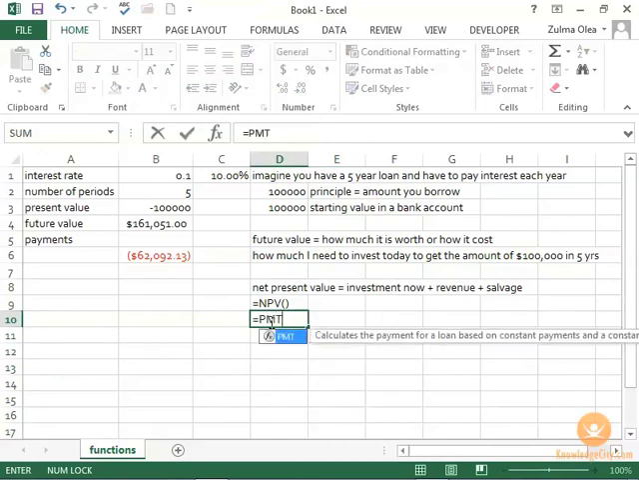Payment for a loan based on constant payments. So if I take out a mortgage, I want to know, let's say it's at 5%, which would be 0.05, and I take it out for 30 years. Let's say I have to pay every month, then I have to do 30 times 12 to get how many payments there are.